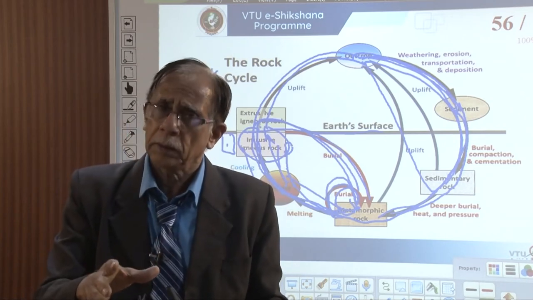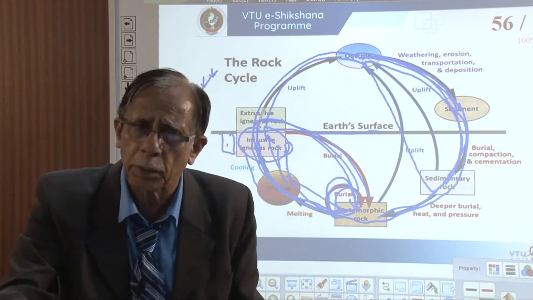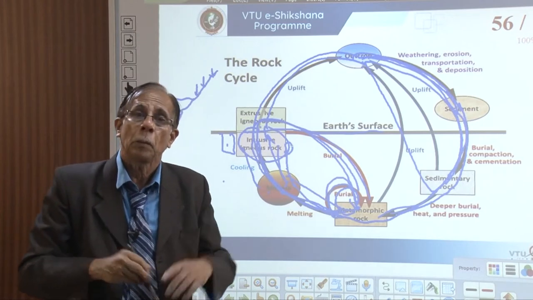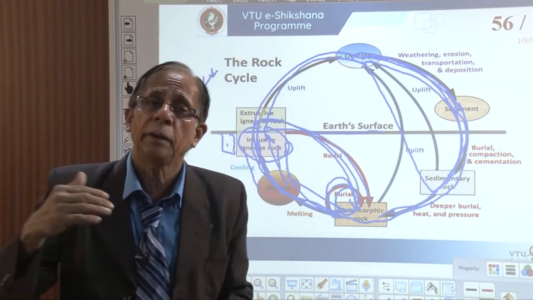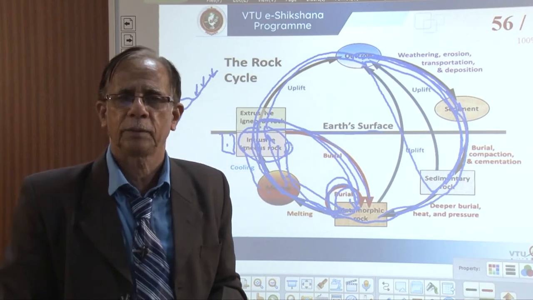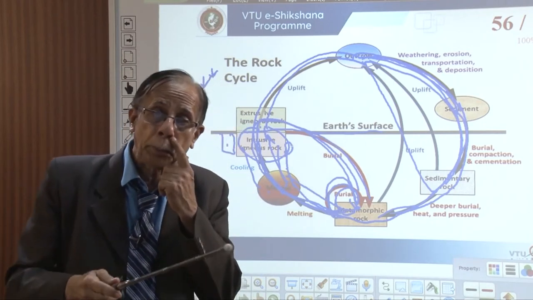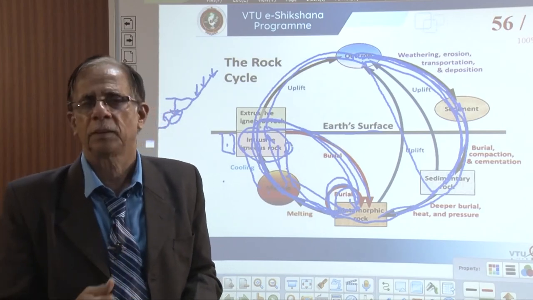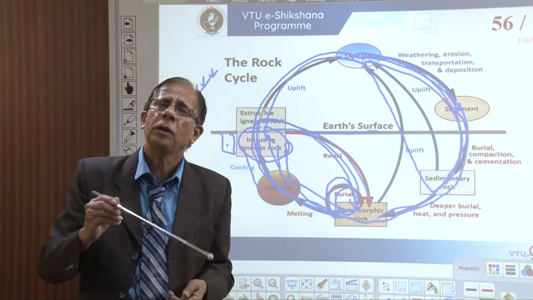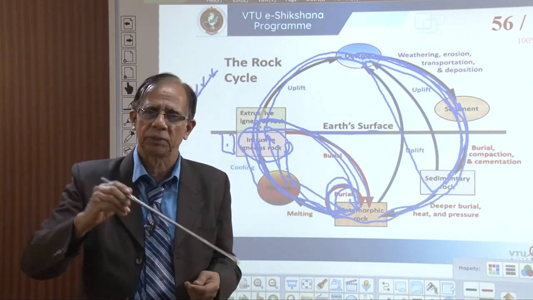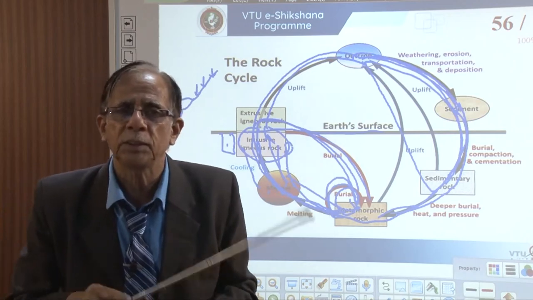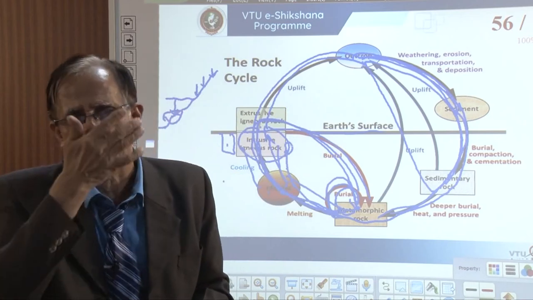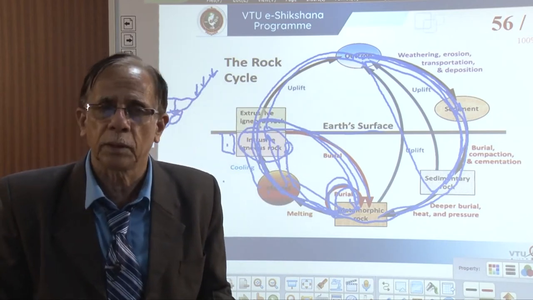If I subject a sedimentary rock or metamorphic rock, sorry, melt them in the laboratory and get igneous rock, do I get similar properties? All properties? That is the question. It all depends on what kind of material I use. Nowadays you have heard of synthetic granite used for facing and so on, with beautiful texture and colored rocks.